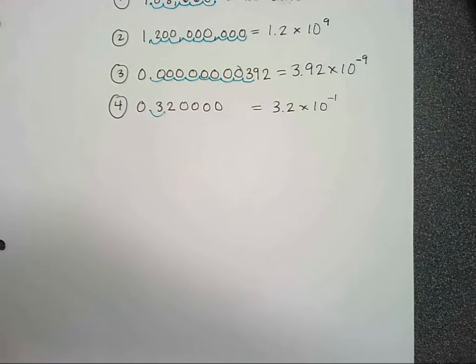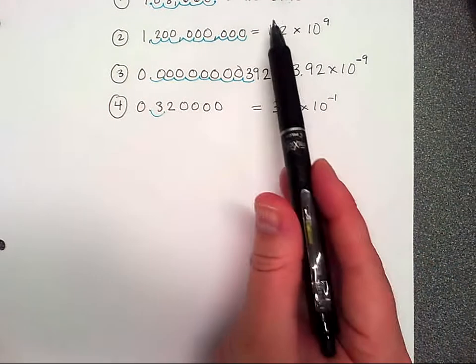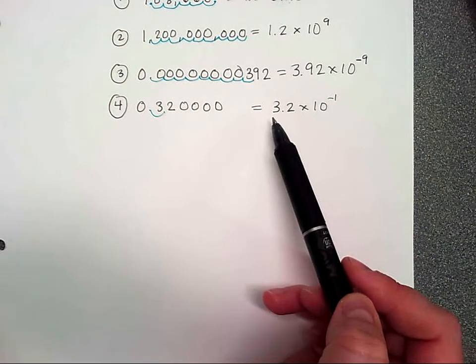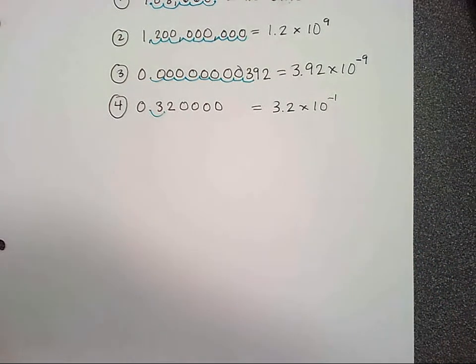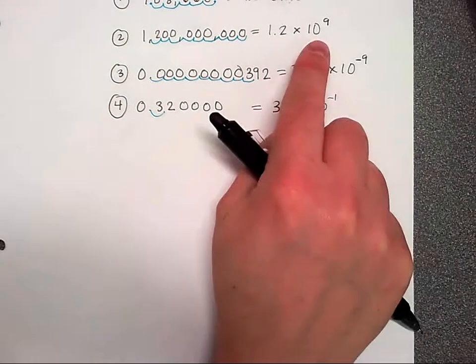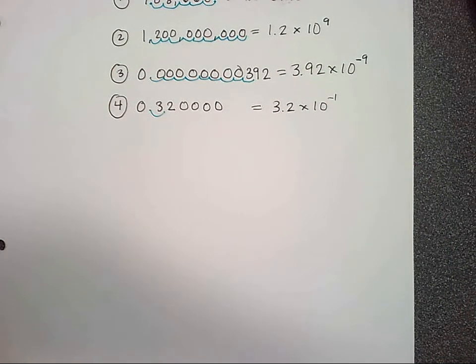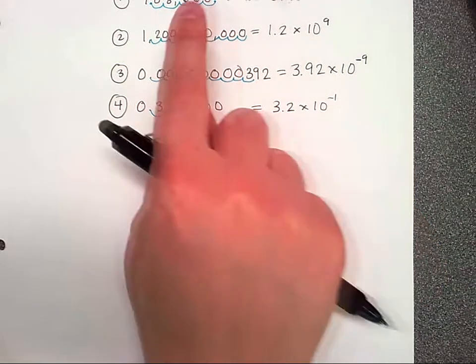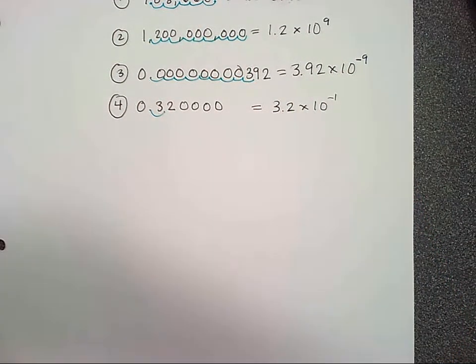So how do you guys feel about this? The only thing you really need to make sure is that your number is between 0 and 1, and then you have your decimal and your other digits, and then times 10 to however many places you're moving your decimal place over. Positive is for the big numbers, and negative exponent is for smaller numbers.